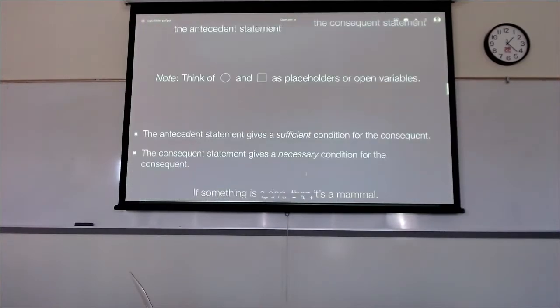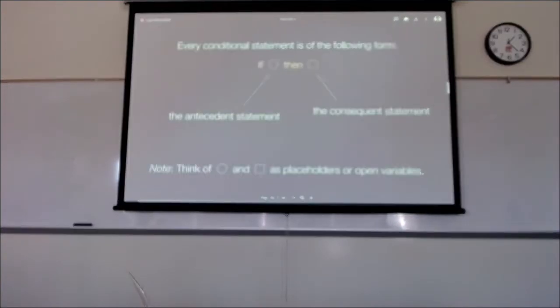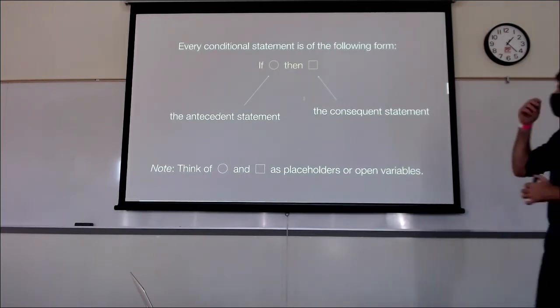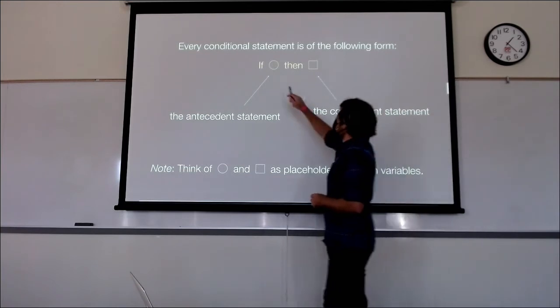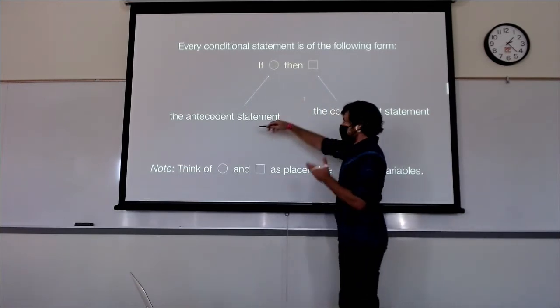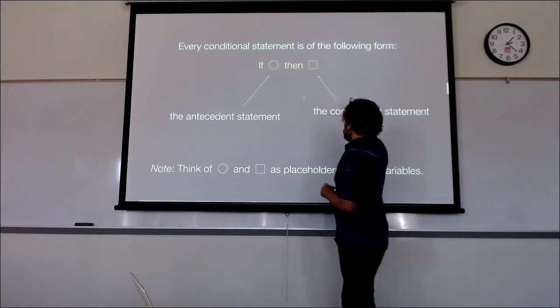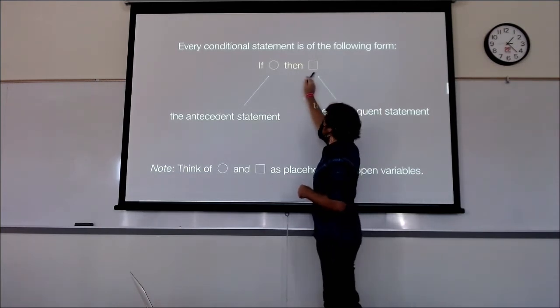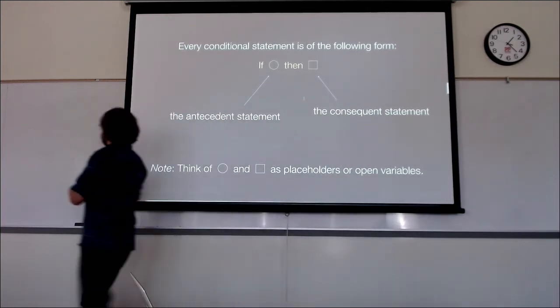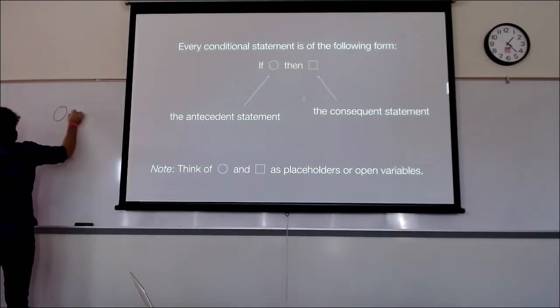So every conditional statement is of this form. If circle, then square. What goes in for circle is called the antecedent, or the antecedent statement. What goes in for square is the consequent. This is symbolized circle, arrow, square.